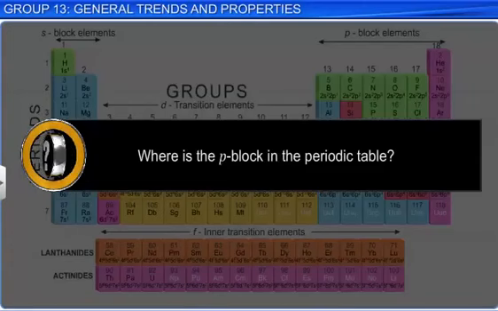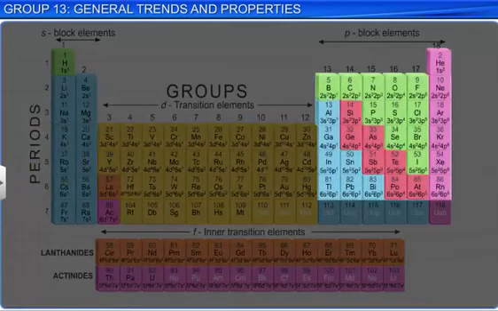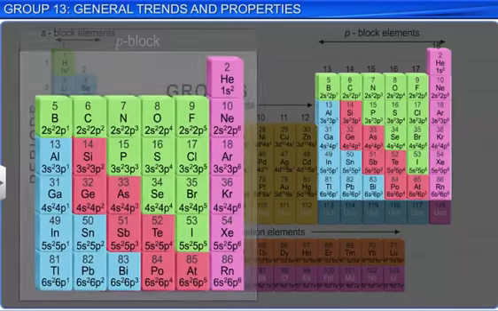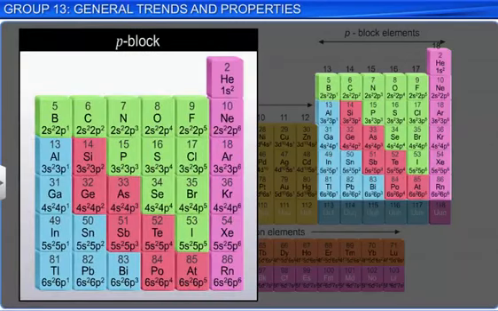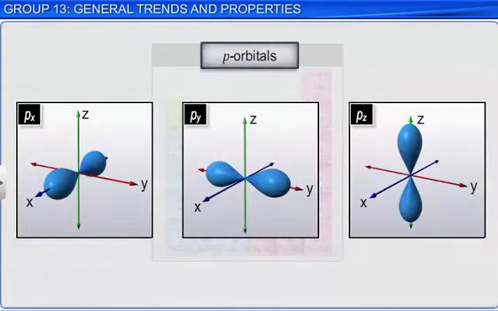Where is the p block in the periodic table? We are referring to columns 13 through 18 on the right-hand side of the table. Elements in the p block have their outermost or valence electrons in a p orbital. As you recall, there are 3 p orbitals in a p sublevel, and each orbital can hold a maximum of 2 electrons.